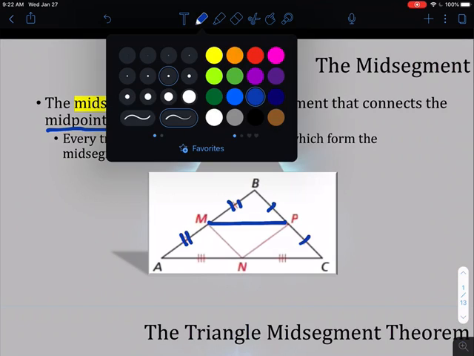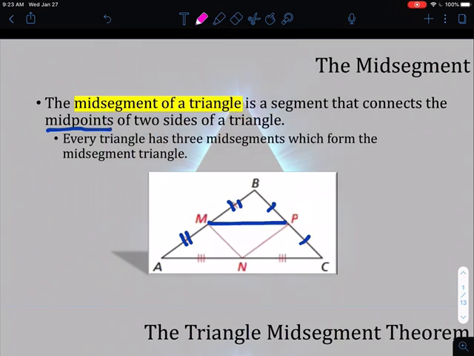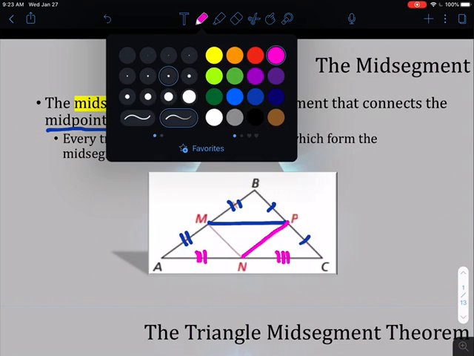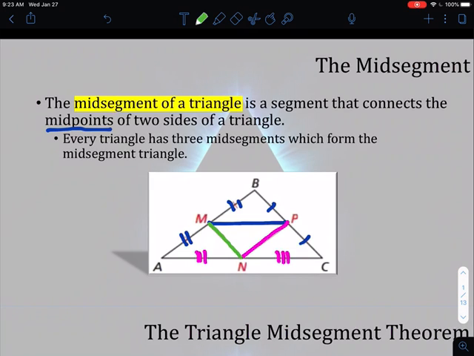Now, within each triangle, we could technically create 3 mid-segments. So I can also see then that P to N. Well, P we already said was a midpoint because it cuts BC in half. And now P to N, I notice that it cuts side AN and NC in half. And then we also have a third one if we highlight from M to N. So I've got 3 different mid-segments.